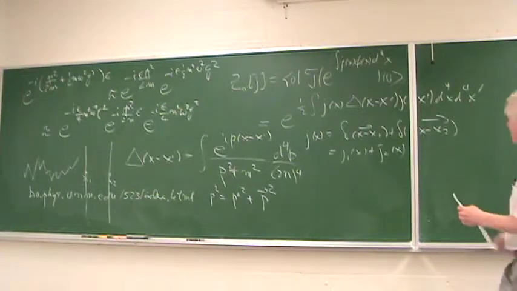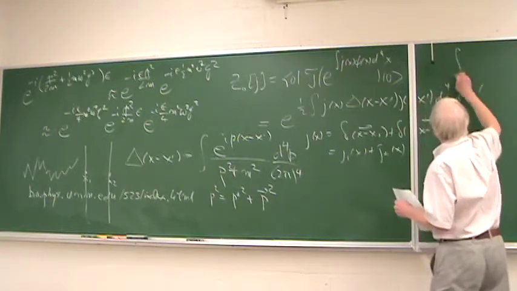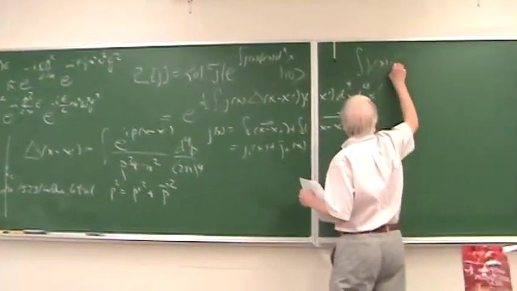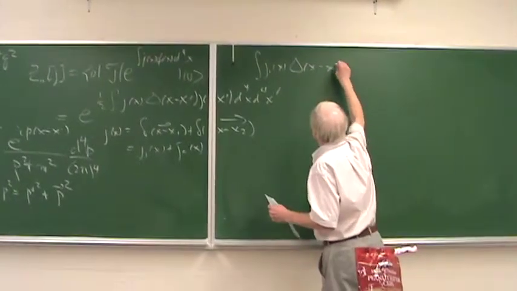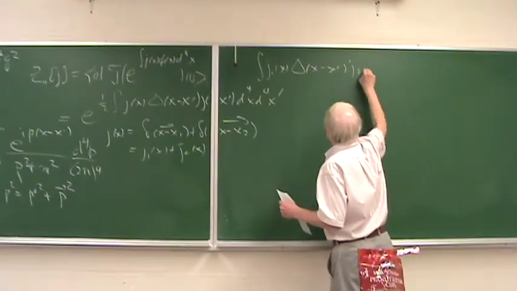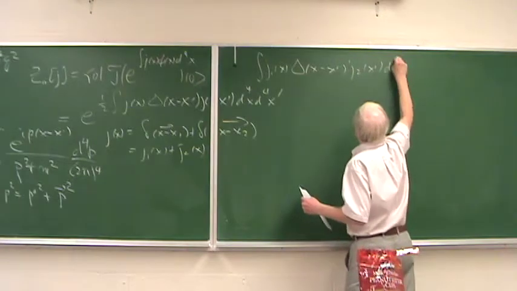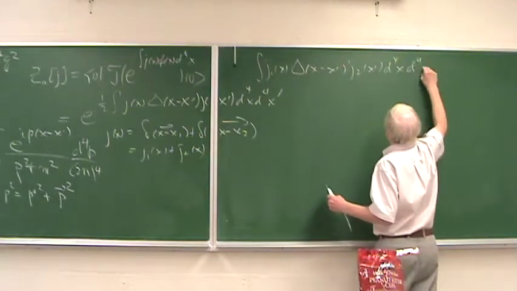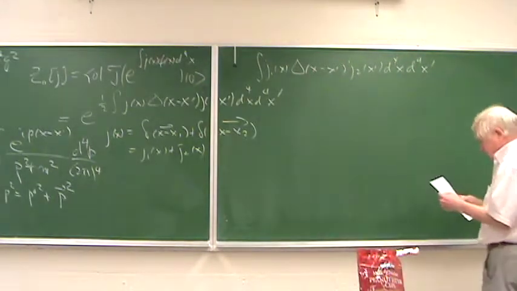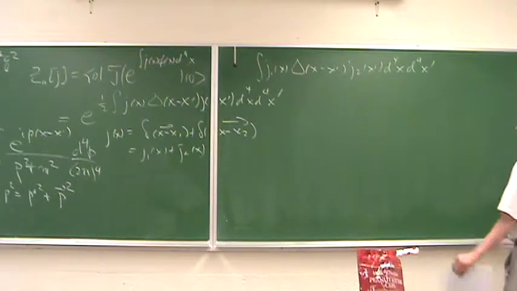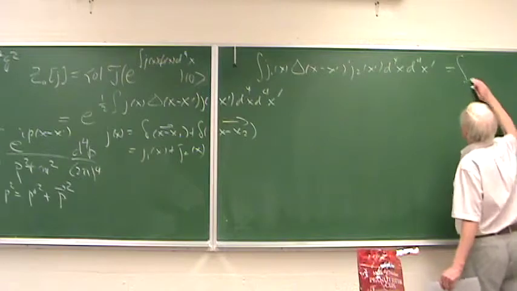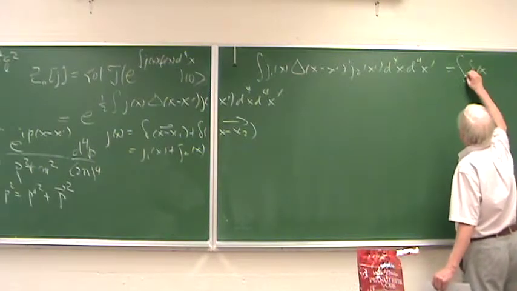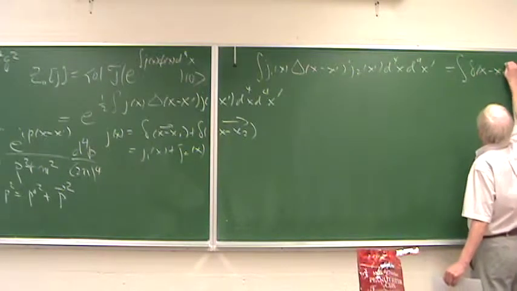And so let's just look then at the integral J1 of X delta of X minus X prime J2 of X prime d4 of X prime. Okay, well, this is very simple in some ways. This is just delta of X minus X1.